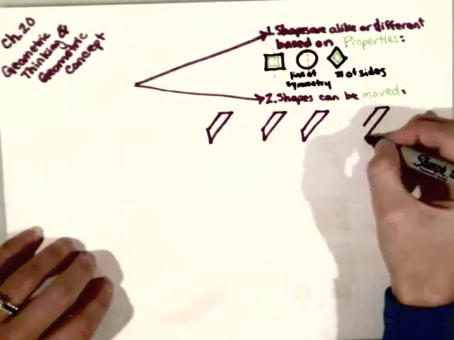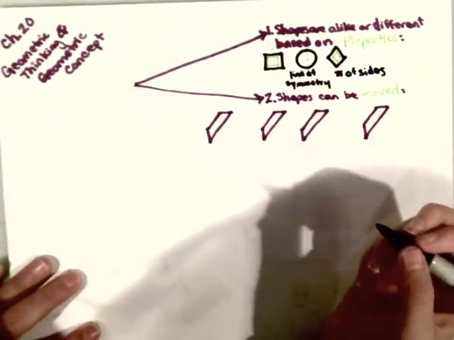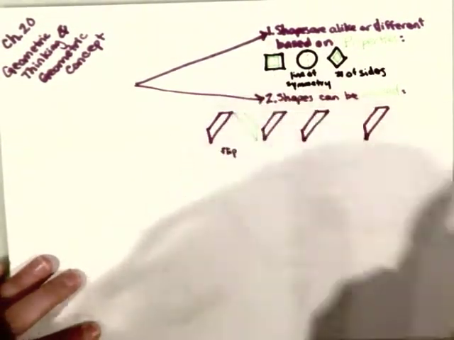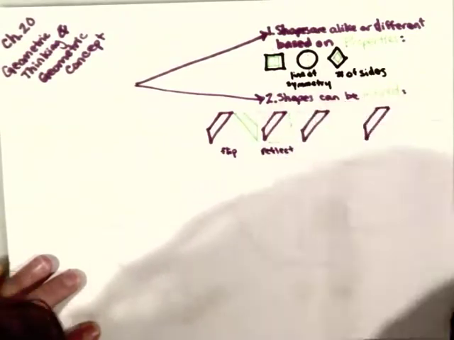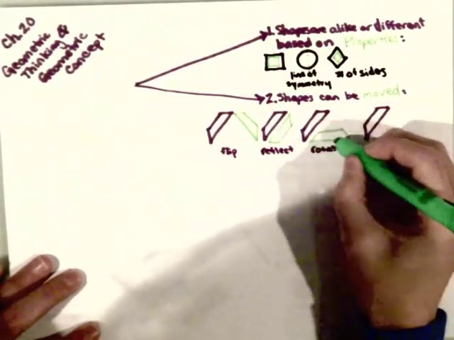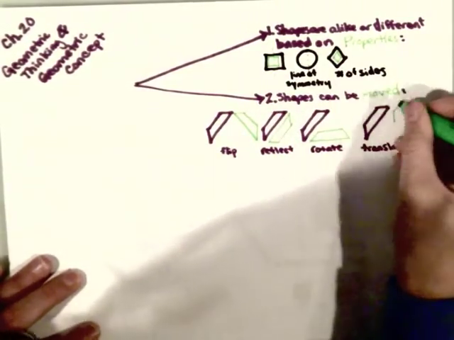Take this shape, for example. It can be moved in 4 different ways. The first way is that it can be flipped. Also, it can be reflected, it can be rotated, and finally, it can just be translated.